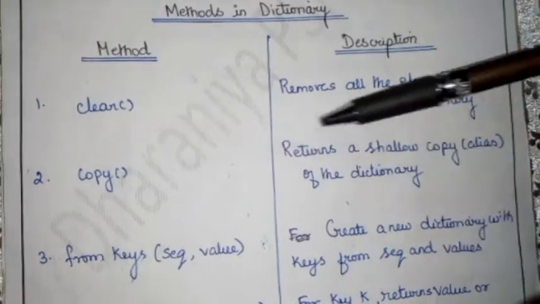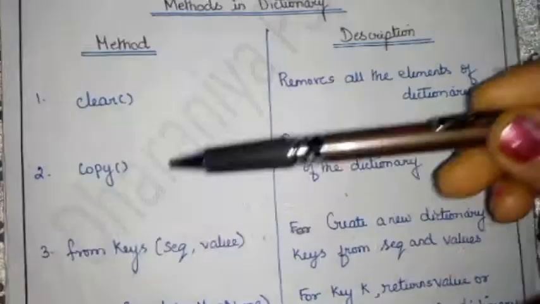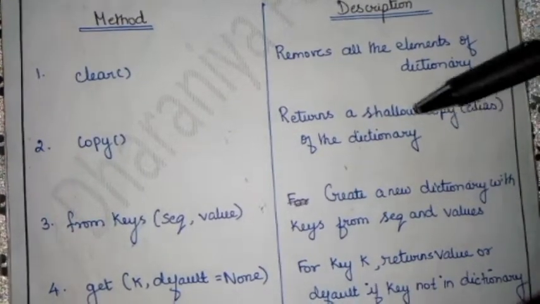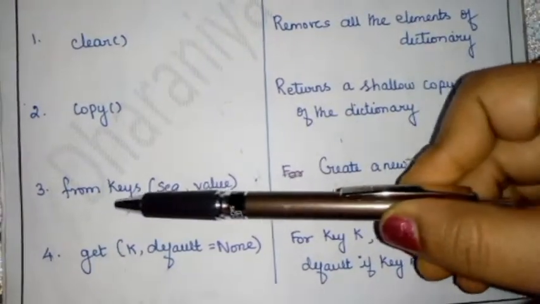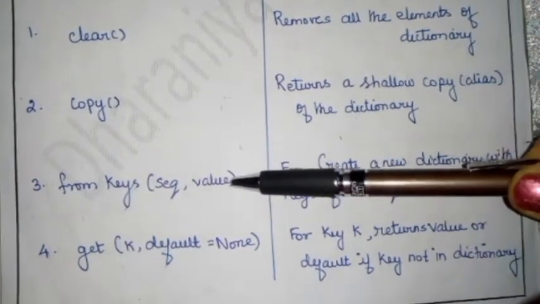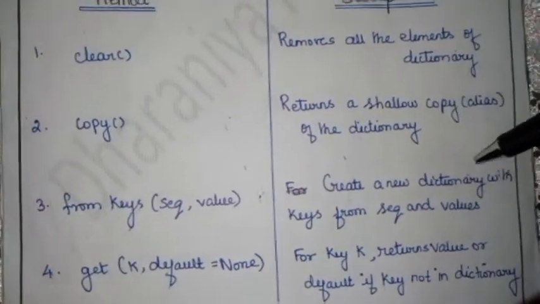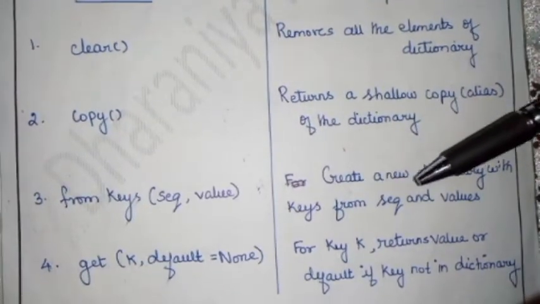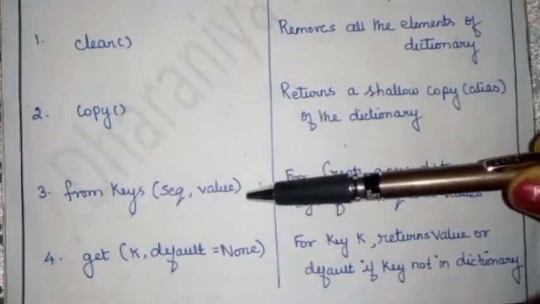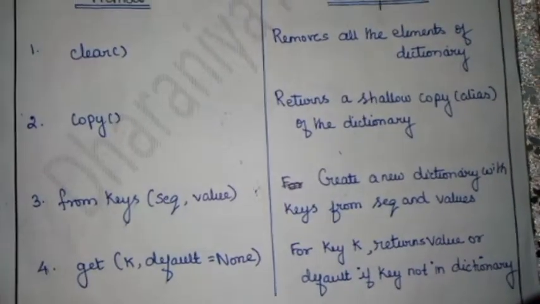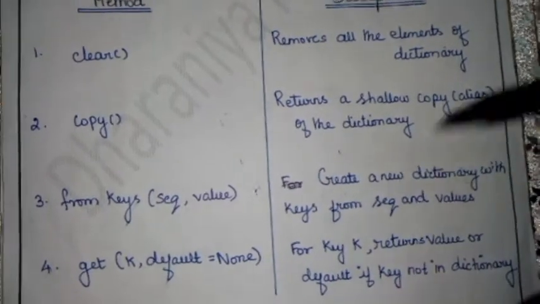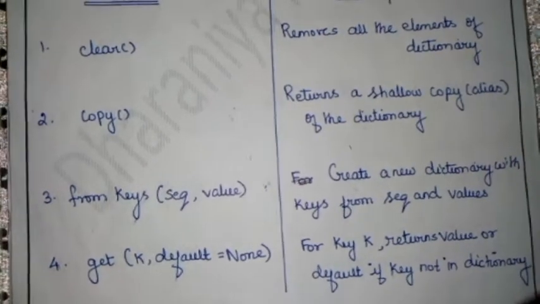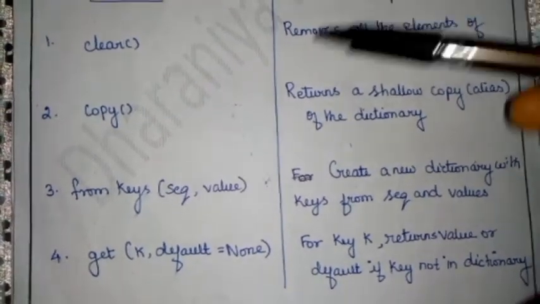First is clear, which removes all the elements of the dictionary. Next is copy, which returns a shallow copy or alias of the dictionary. Next is fromkeys(sequence, value). This particular method will create a new dictionary with the keys from the sequence and values. This method seems to be very weird, right? I'll explain this method with an example in a few minutes, and at that point you'll understand very clearly. For now, you just know what is what.